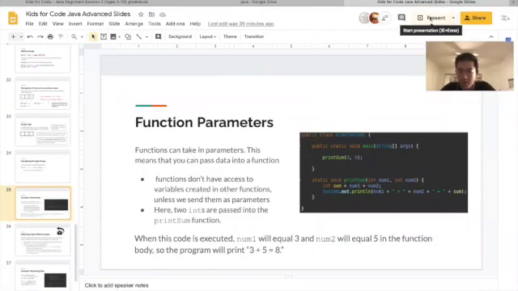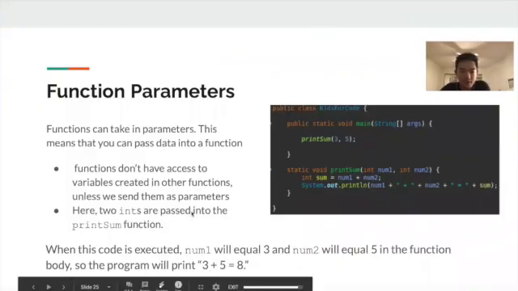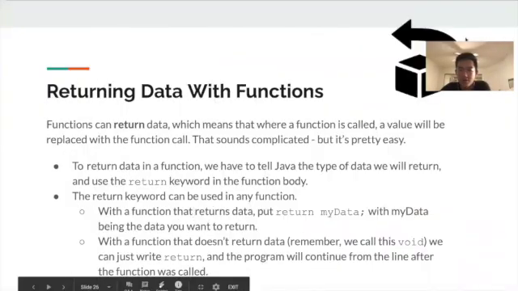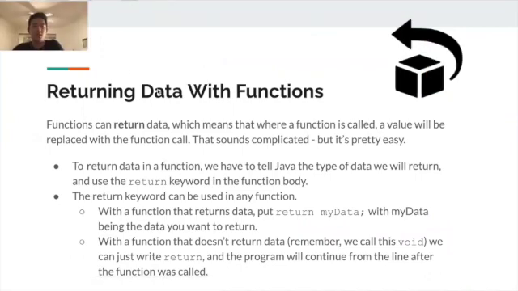And we just did this example with the print sum. And now let's go over returning data with functions. So functions can return data. That means where a function is called, a value will replace the function call. Another way to say this is the function that you call is going to send back a value. And that value we're going to specify with the return type that we just talked about.